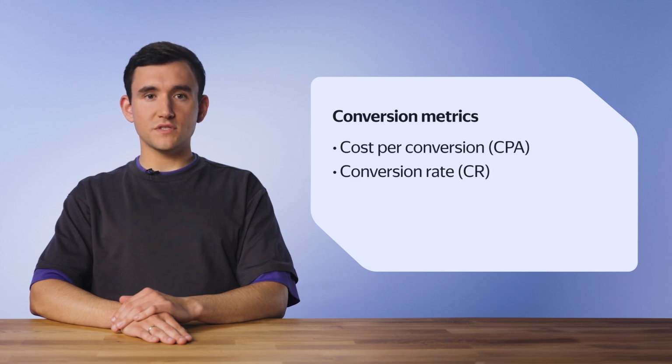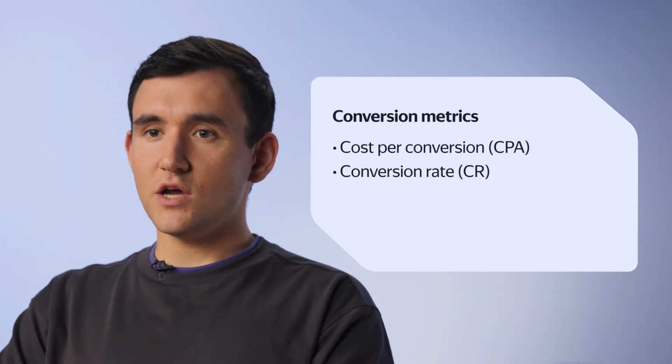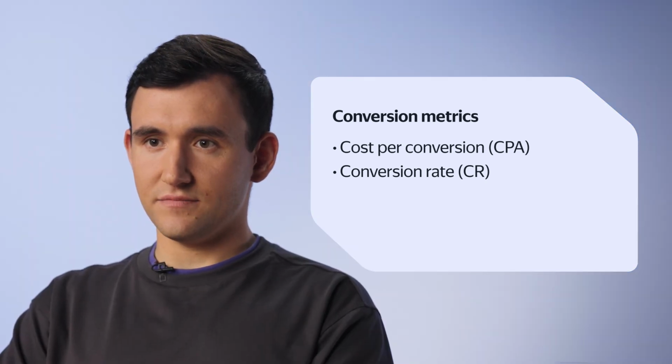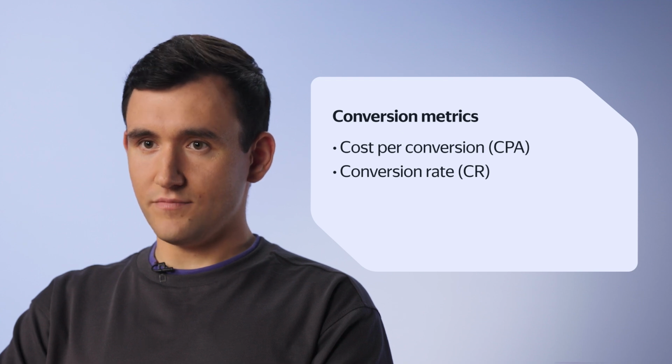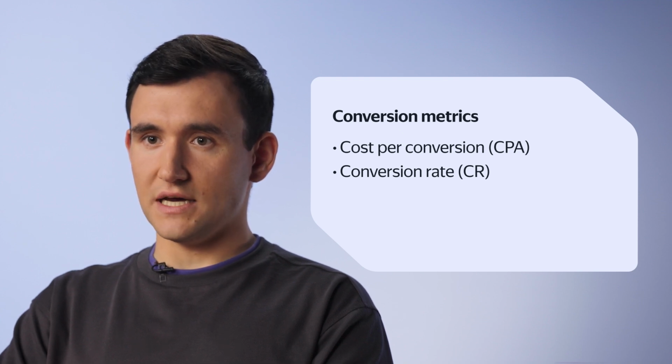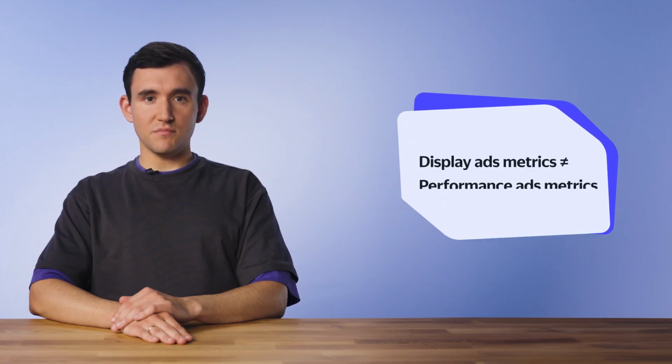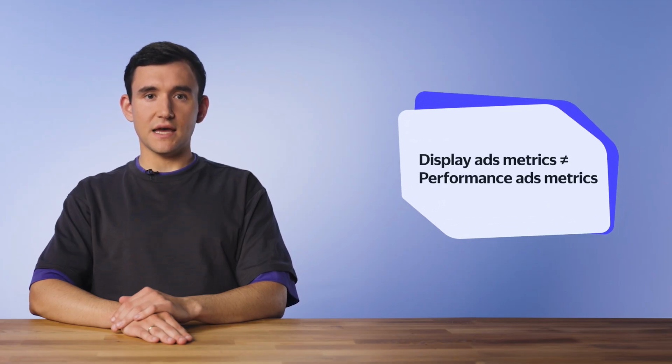If you work with performance-based advertising, you're likely already familiar with them. In this category, we distinguish 2 key indicators: cost per conversion, or CPA, and conversion rate, or CR. Note that the conversion rate should be measured differently for display ads compared to performance ads. Display ads generate delayed demand, so the criteria that we use to evaluate the effectiveness of performance campaigns are not suitable for them. Your measurement methods should consider the characteristics and objectives of the advertising channel that you use.